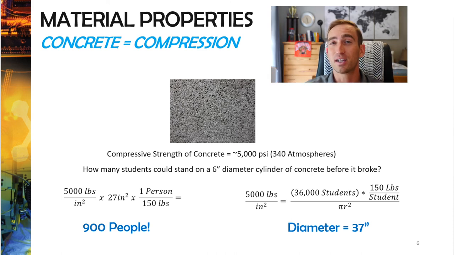Now think about that for a second. 36,000 people, every student at Maryland, could be supported on about a 3 foot wide piece of concrete. That is unbelievable and shows you how impressive and strong concrete is in compression. And that is exactly what engineers do: they look at the material properties and the structural limits of a material to be able to figure out whether or not it's suitable for certain applications or not.